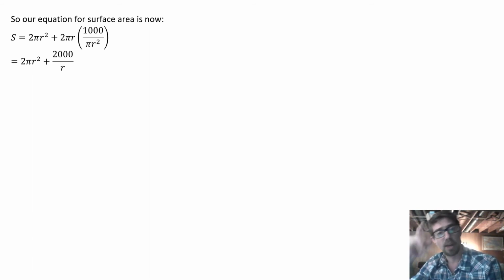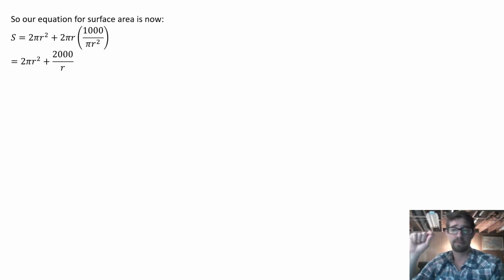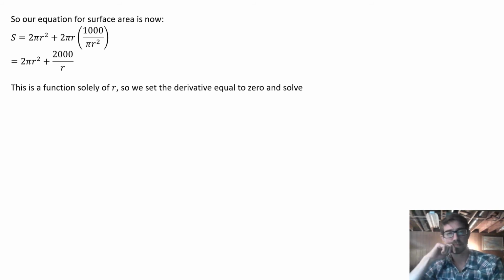So stuff cancels out, a pi canceled out, and an r canceled out. So 2 times 1,000 over just r. So our function for surface area is 2 pi r squared plus 2,000 over r. So that's the thing we now get to optimize. All right, you can forget about the can for now. Now it's math.